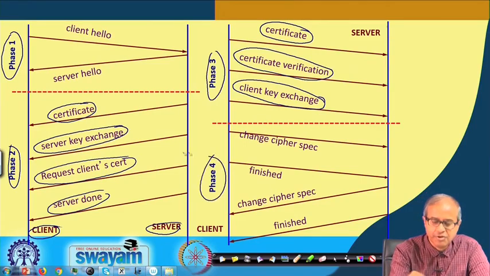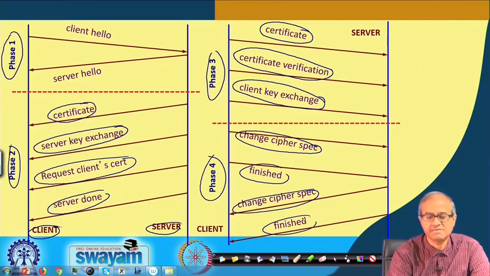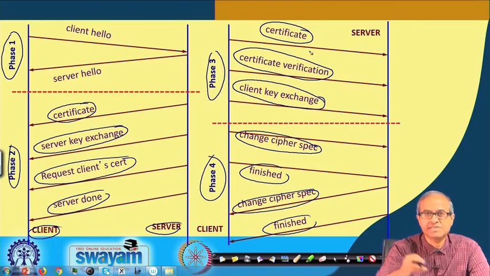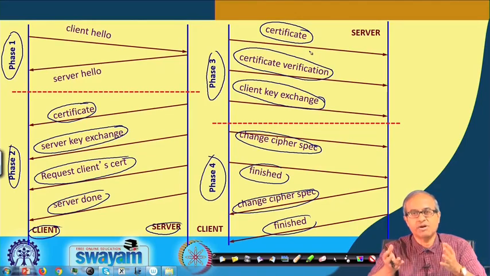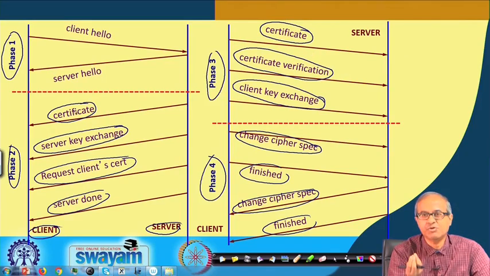And in phase 4, all these details about the algorithms were sent. Now, change cipher spec, this was sent, then finished. On the other side similarly change cipher spec and finished. Now, here I am showing the minimum amount of messages, but there can be more messages, means algorithms and information to be sent and received. They are all done during phase 2 and phase 3, right.